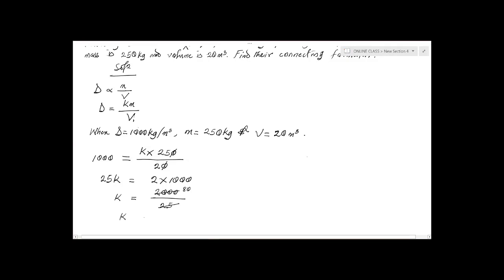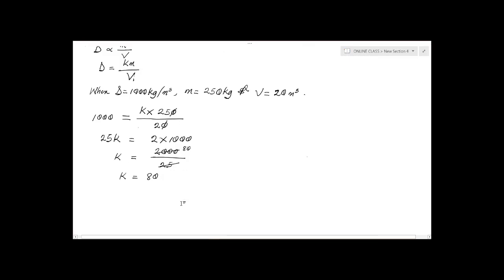So k equals 80 in this case. And if you like, you can divide small. 5 in 2,000, we give you 400. 5 in 25, we give you 5. 5 in 400, we give you 80.